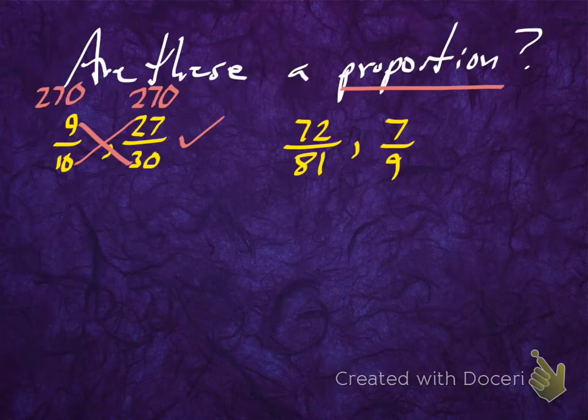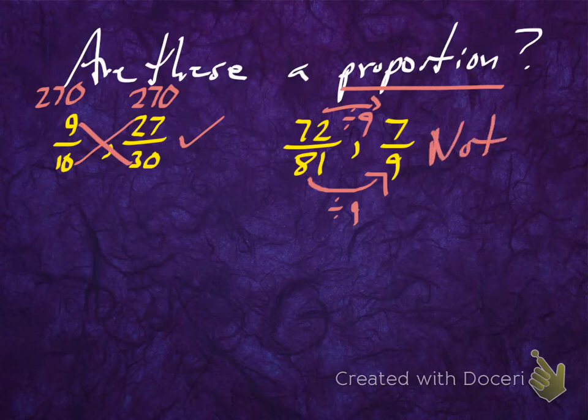The next example, what would I do to change 81 into 9? Divide by 9. Right, divide by 9. So if I divide 72 by 9, do I get 7? No. Not quite. Okay, so this one is not proportional. And why not? What would have to be on the top? Instead of a 7, we'd need a what up there? 72 divided by 9 is... We would need a 9. Nope. We're dividing by 9. 72 divided by 9 is what?